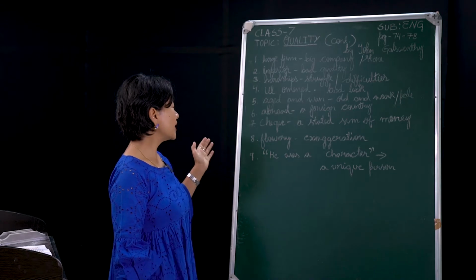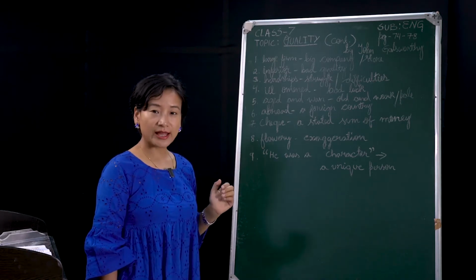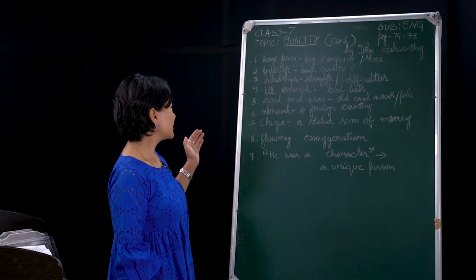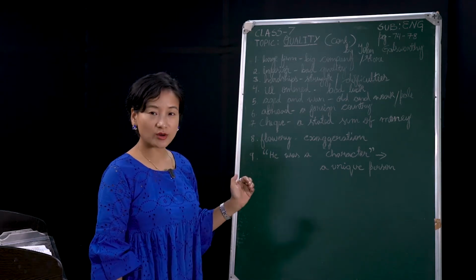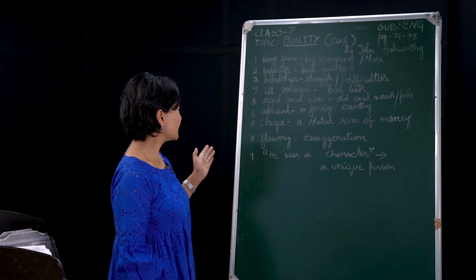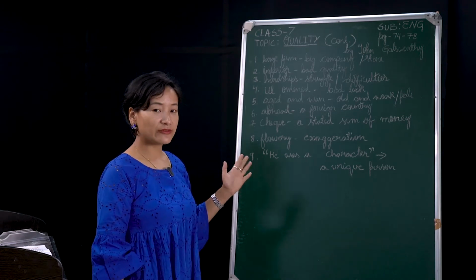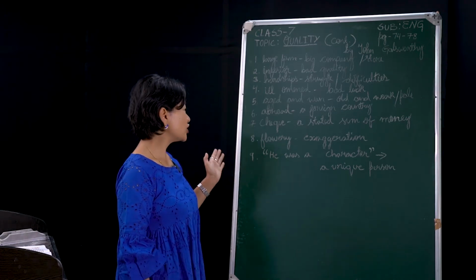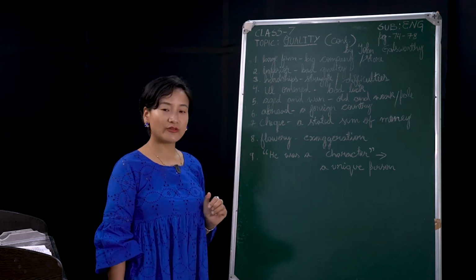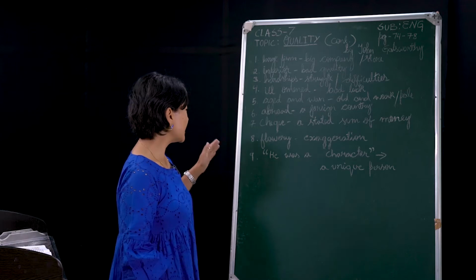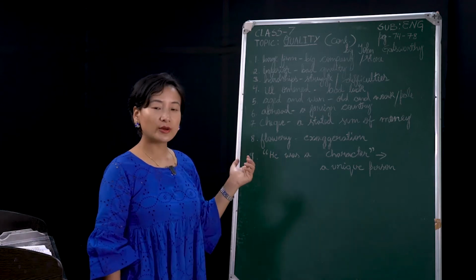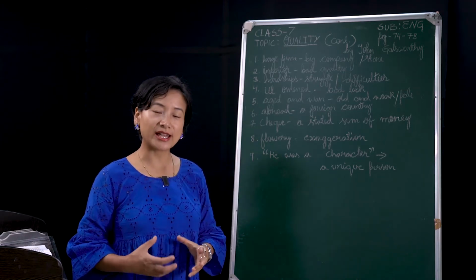Then number 4, ill-omened, which means bad luck. And 5, aged and wan, which means old and weak or pale. And 6, abroad, which means a foreign country. 7, check, a stated sum of money, which is usually written on a piece of paper. All right. Then number 8, flowery. Flowery here in our lesson means exaggeration.